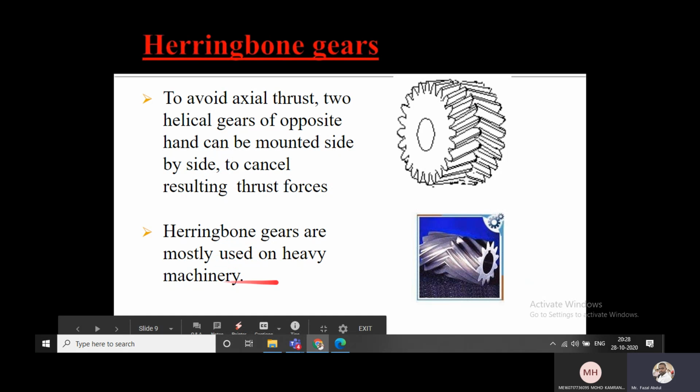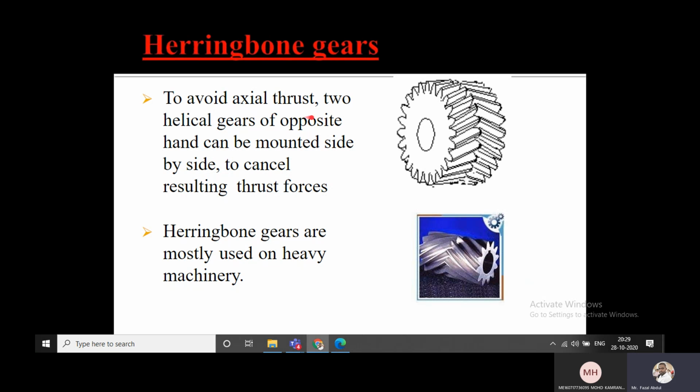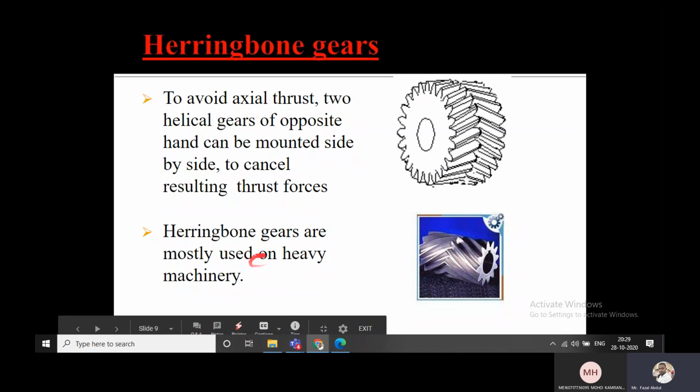Herringbones are generally used in heavy machinery. What is the purpose of a herringbone gear? To avoid the axial thrust load. Herringbone gears are used for this, and they are also used in heavy machinery.